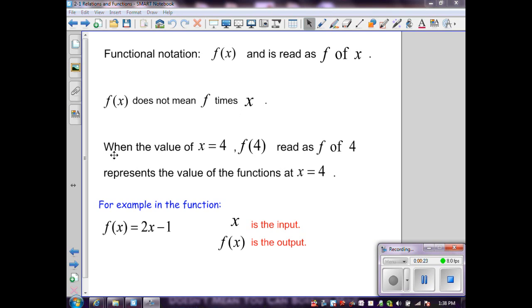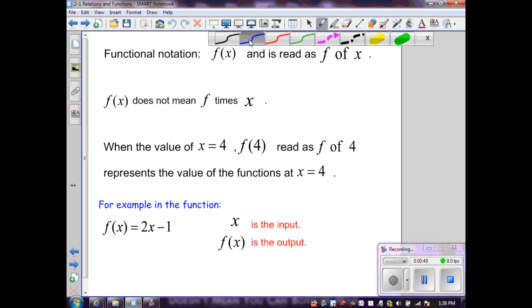And here's an example. When the value of x equals 4, then we would pronounce this as f of 4. What that represents is the value of the function when x equals 4. For example, if I have f of x equals 2x minus 1, we have a value of x that is the input value. F of x is the output value.